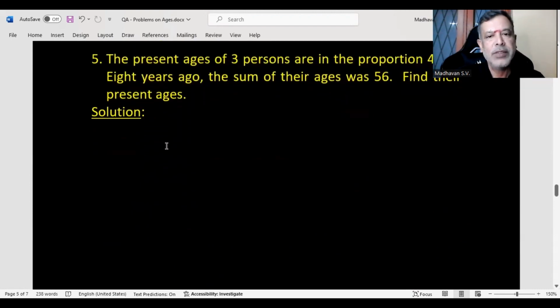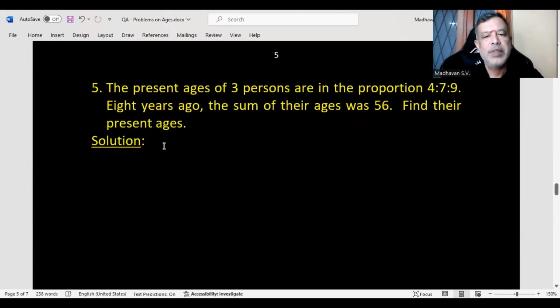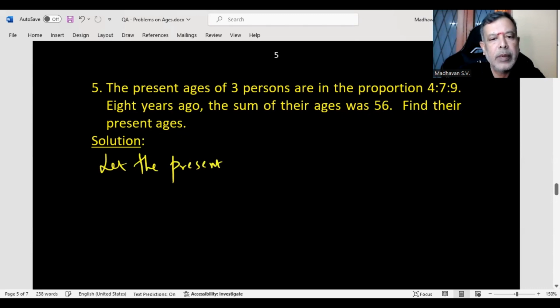Let us move on to the next. The present ages of 3 persons are in the proportion 4:7:9. 8 years ago, the sum of their ages was 56. Find their present ages. Present ages already given in the form of a proportion. We can assume let the present ages be 4x, 7x, 9x.